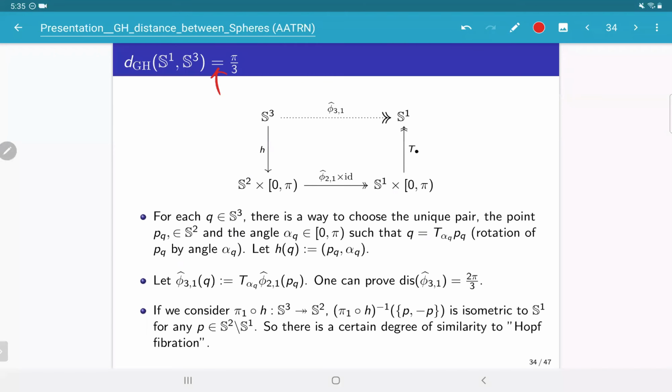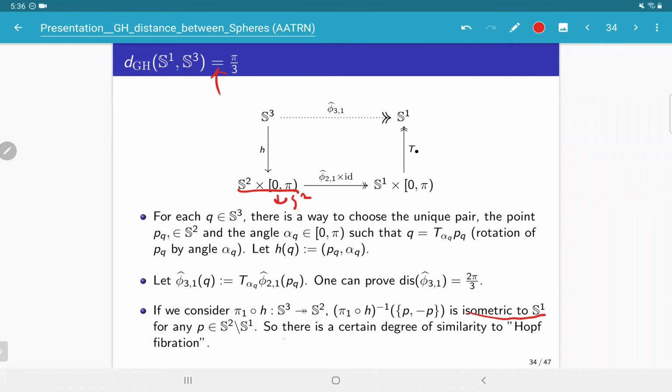Here, one small remark is that if we consider the map pi 1 composed with H, where pi 1 is just the canonical projection from S2 times [0, pi] to S2, then this composition is a surjective map from S3 to S2, and the inverse image of an antipodal pair Pn minus P will actually be isometric to S1 for any P in S2 outside of S1.